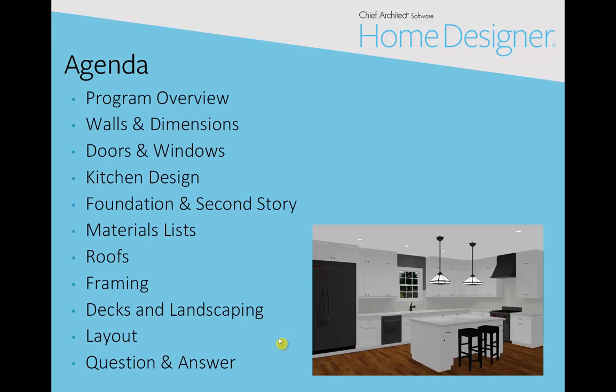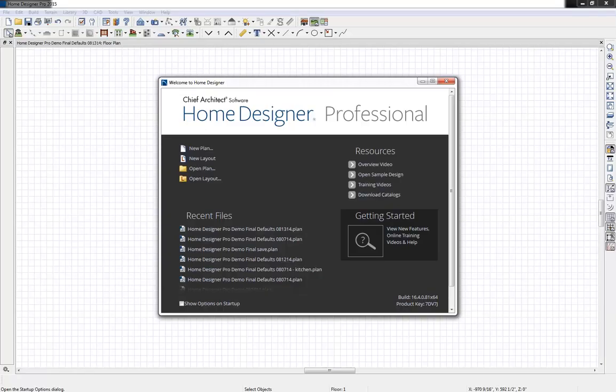For our agenda today, we'll be going over a quick program overview. I'll draw out walls and dimension. I'll place in some doors and windows, spend time designing in our kitchen. We'll create a foundation and second story, and then I will generate a materials list. I'll also add a roof. We'll review some framing, create some deck and landscaping designs, and then I will generate a layout. And like I said before, if you do have questions, feel free to chat those in and Kayla will give you a response. I'm going to open up our Home Designer program.